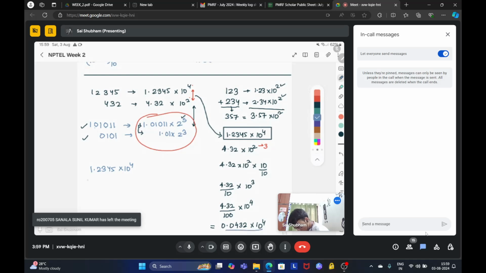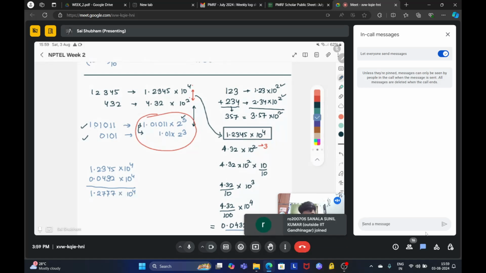Here I have 0.0432 into 10 power 4. So now it is possible for me to add these two numbers, 1.2777 into 10 power 4. Whenever we are performing the shift operation, we are basically dividing by 10 and multiplying by 10. This 10 is contributing towards the exponent and this 10 is performing the shift operation in the number.